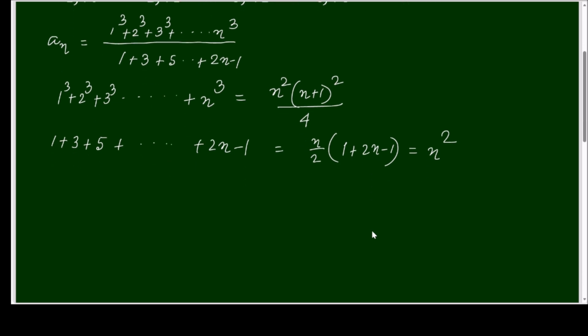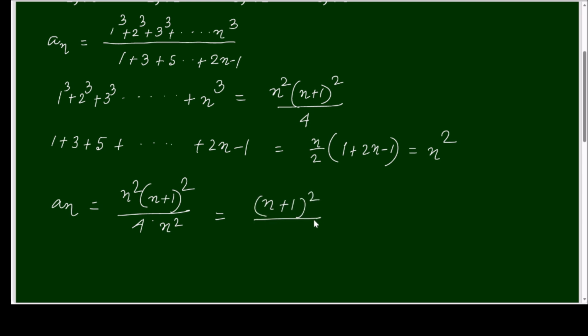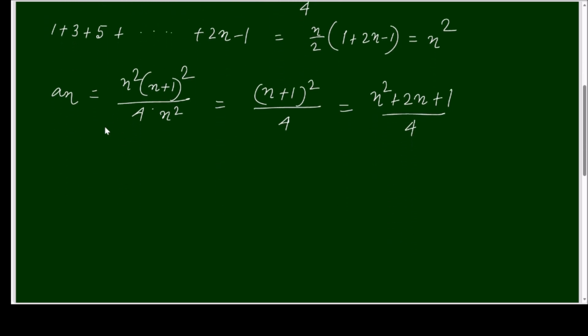So if we simplify the nth term, it will be n square into n plus 1 whole square, which is the numerator, and the denominator is n square. So n square is cancelled, then this will be n plus 1 whole square over 4. Or this is the same as n square plus twice n plus 1 by 4. Now after getting the nth term, let us go for the sum.